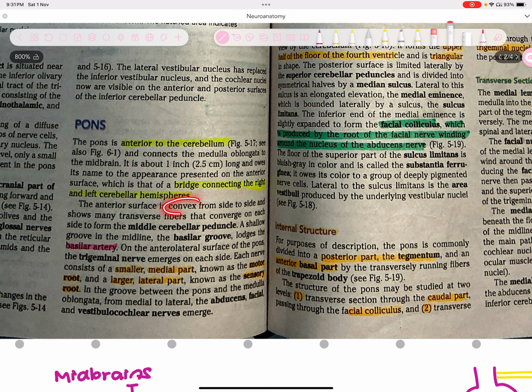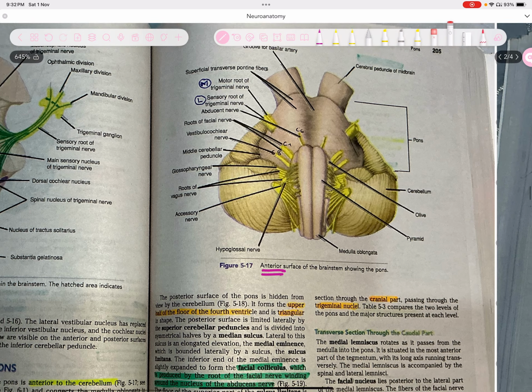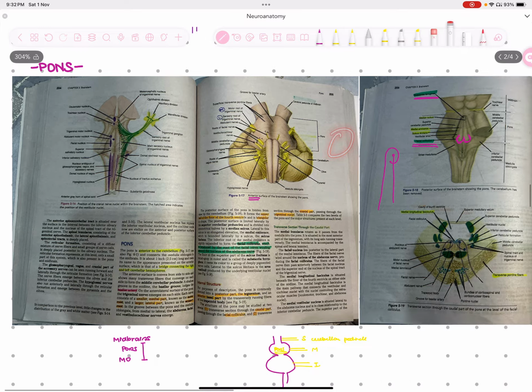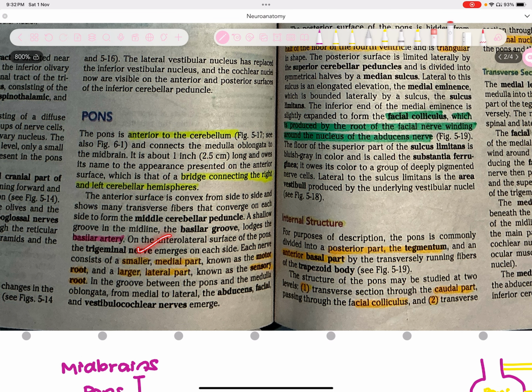So the anterior surface is convex, and it shows a lot of transverse fibers that converge on each side to form the middle cerebellar peduncle, and it has a shallow groove which contains your basilar artery, known as the basilar groove. Then on the anterolateral surface of the pons, so anterior but lateral, the trigeminal nerve emerges on each side. Each nerve consists of a smaller medial part, which is the motor part, and a larger lateral part, which is the sensory root of your trigeminal nerve.